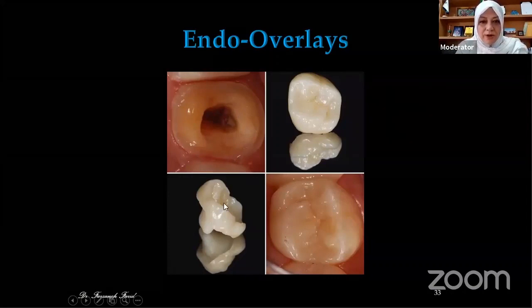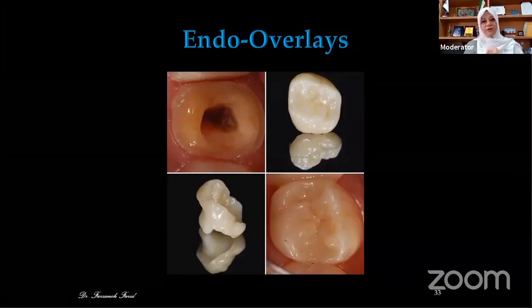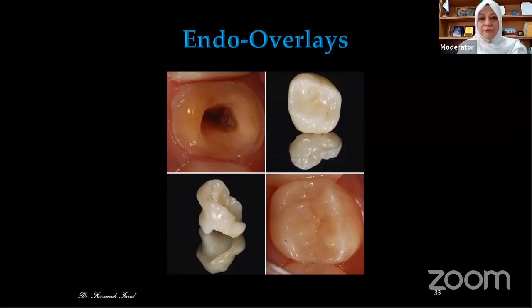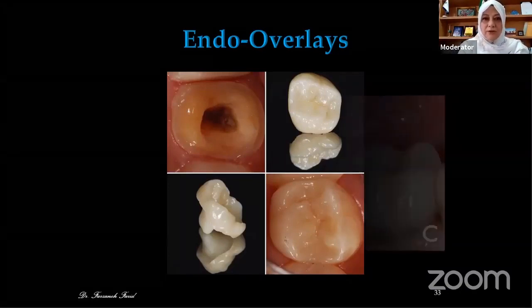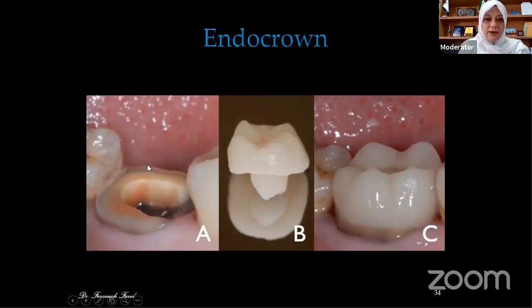So a part of the restoration goes inside the pulp chamber, and it is cemented with adhesive cement to the structure. In this way, we have a restoration without a post, and also we have cuspal coverage. These are called Endo-Overlays. And when you have just 2 millimeters of the crown or coronal part of the tooth over the gingival margin, you may put endocrowns.